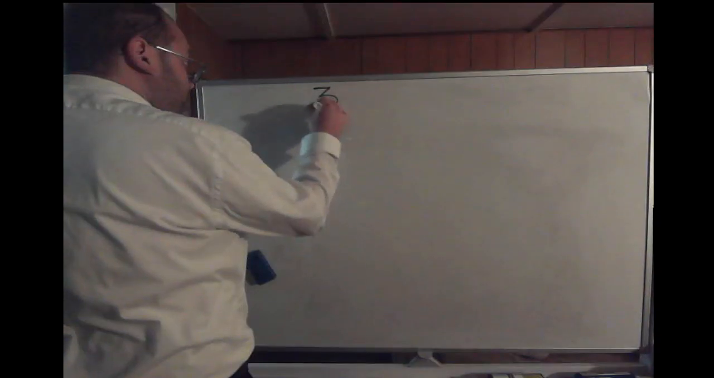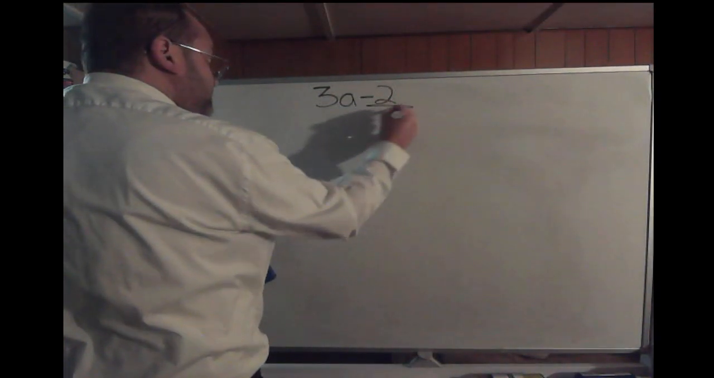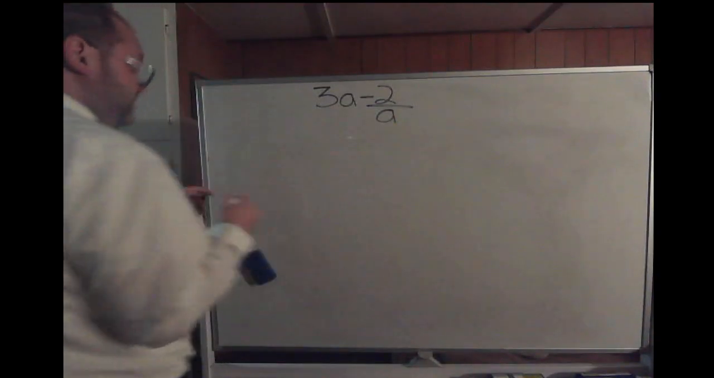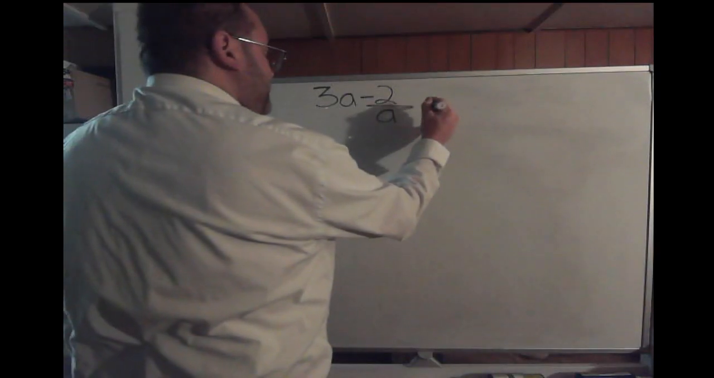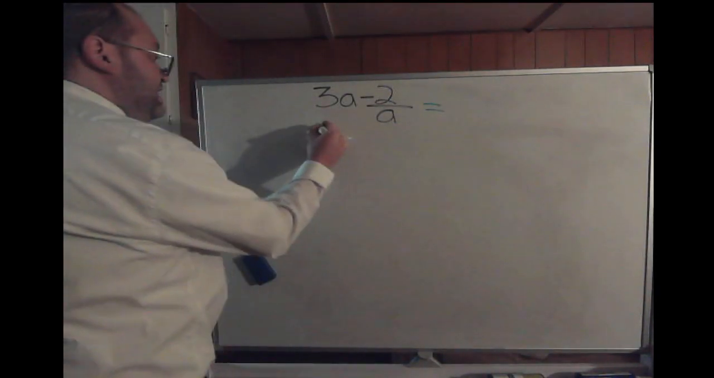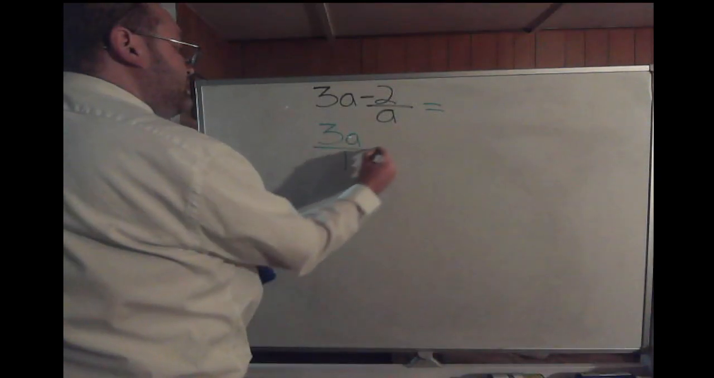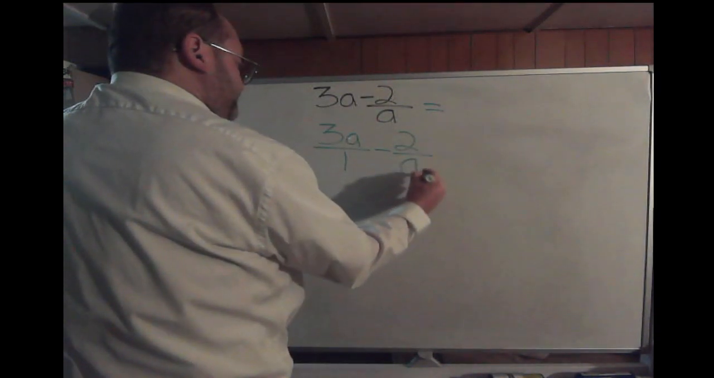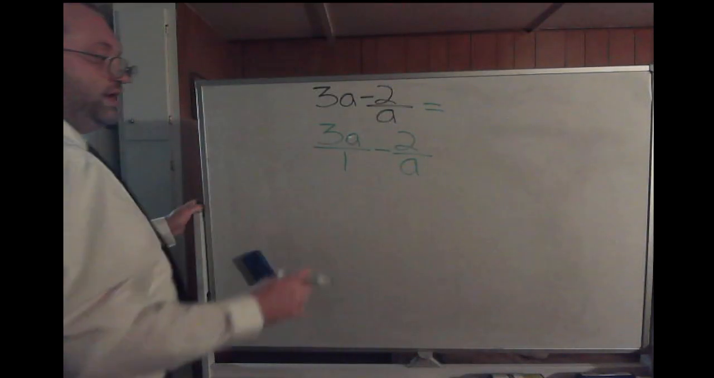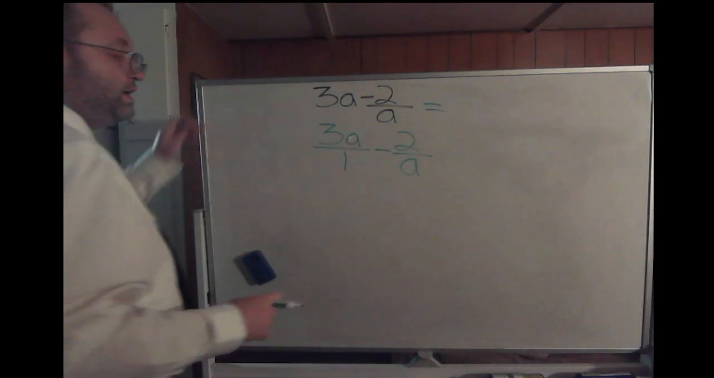Alright, 3a minus 2 all over a. So now we have 3a minus 2 all over a. Well, that 3a still has a default denominator of 1, so we can write it as 3a over 1 minus 2 over a. It's good to have a guiding 1 if it helps you. You can have a guiding 1 in your denominator.